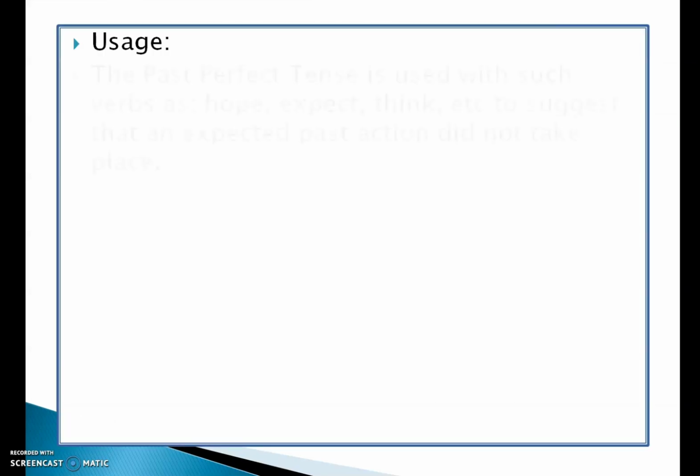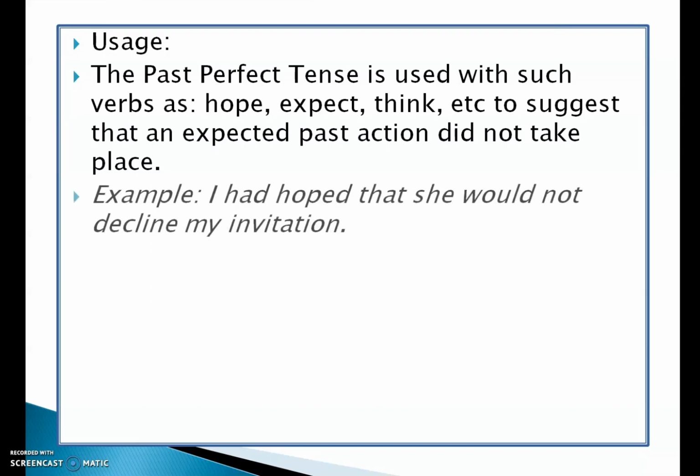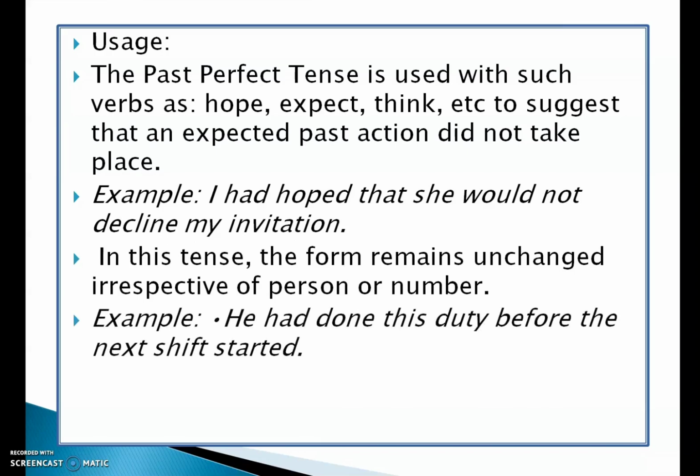Alright. Thus, we use the past perfect tense with verbs such as hope, expect, think, etc. to suggest that an expected past action did not take place. For example, I had hoped that she would not decline my invitation. Next, in this tense, the form remains unchanged irrespective of person or number.